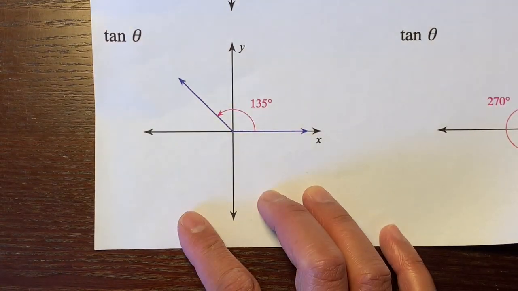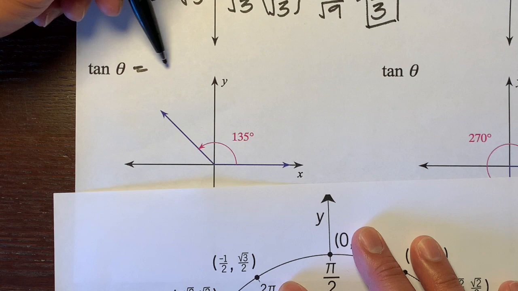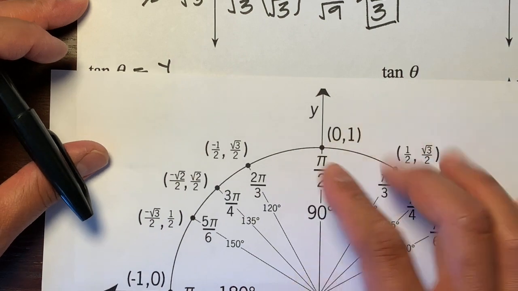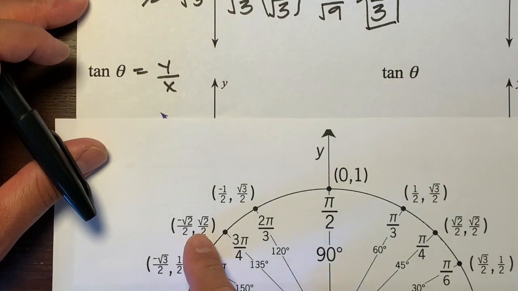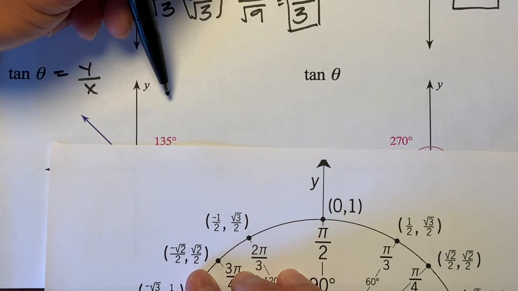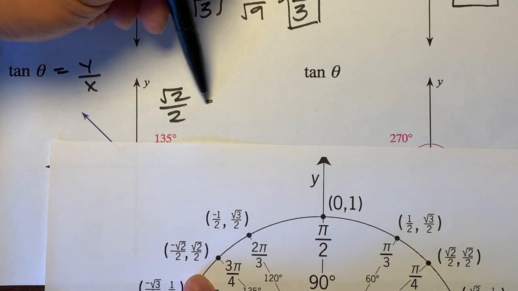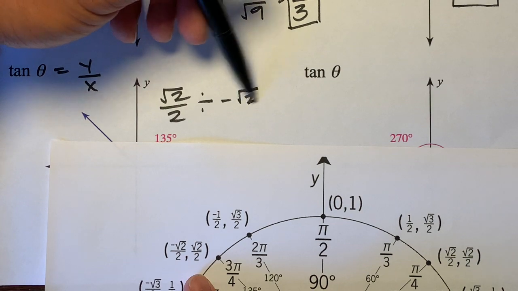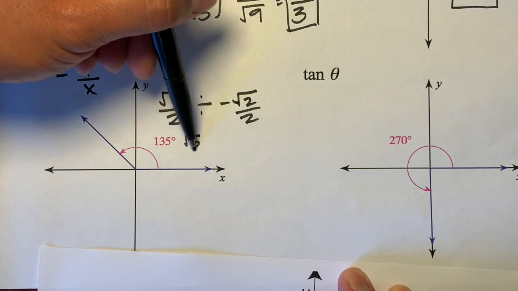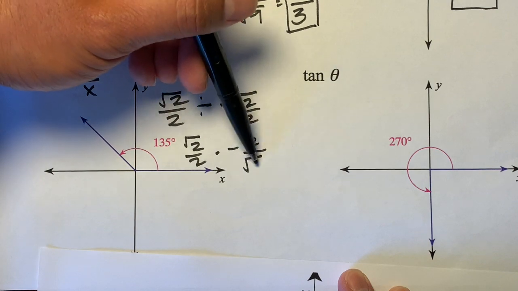Okay, so tangent of 135 degrees. Again, it is y over x, the sine over the cosine. So 135 degrees, let's figure this out. So the y value is radical 2 over 2 divided by negative radical 2 over 2. So let's change this into multiplication. So radical 2 over 2 times negative 2 over radical 2.